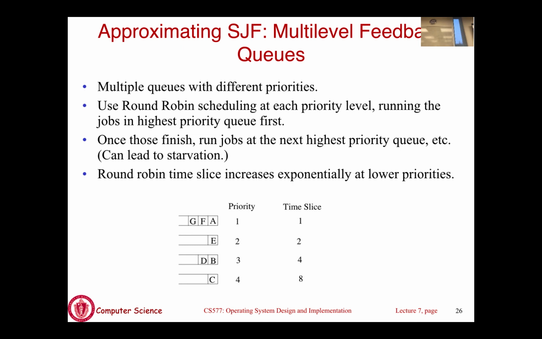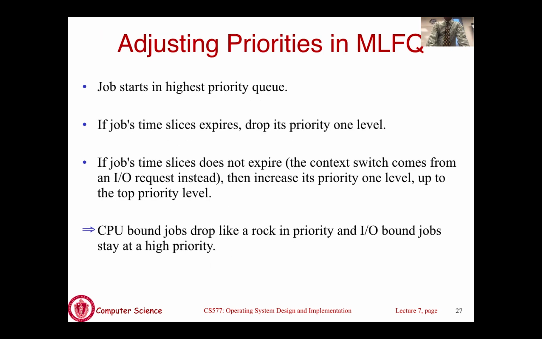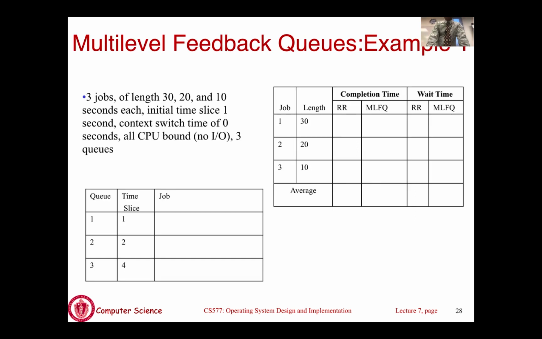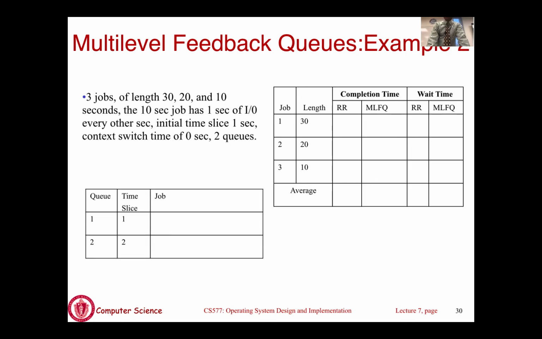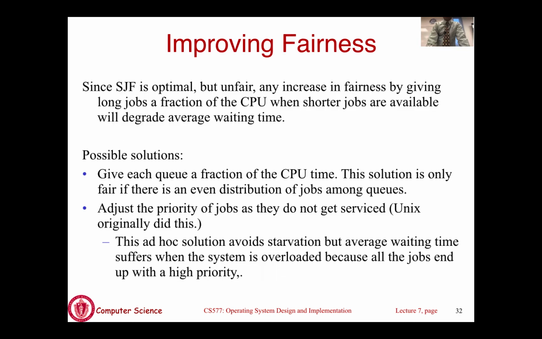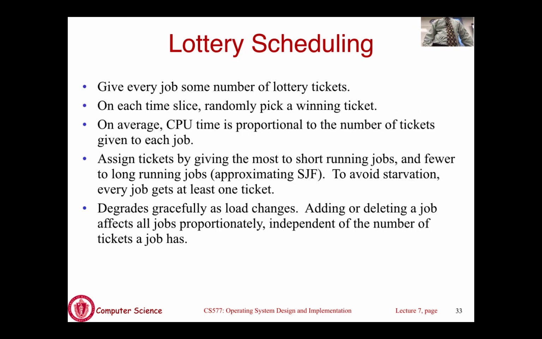All right. So that's essentially the multi-level feedback queue. And then I talked about how you are adjusting priorities. There's some exercise which I'm going to skip, and then talk about some other things. This we also talked about, which is how do you avoid starvation and so on.